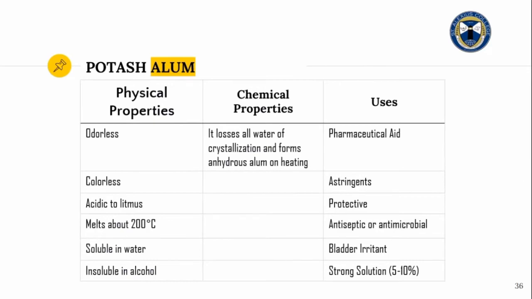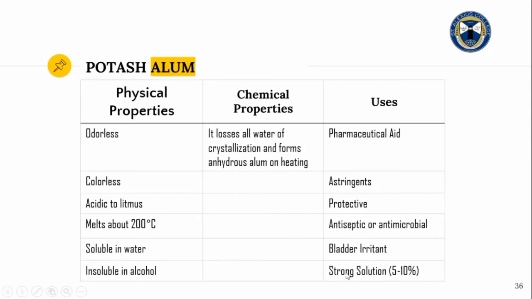So the chemical property of potash alum is that it loses all water of crystallization and forms anhydrous alum on heating. For the uses, alum is used as a pharmaceutical aid. Alum precipitates proteins and acts as a powerful astringent. In addition, its dilute solution is used as mouthwash and gargle, but it has a destructive action on teeth. Antiseptic, it is used as a bladder irritant and for hyperhidrosis.